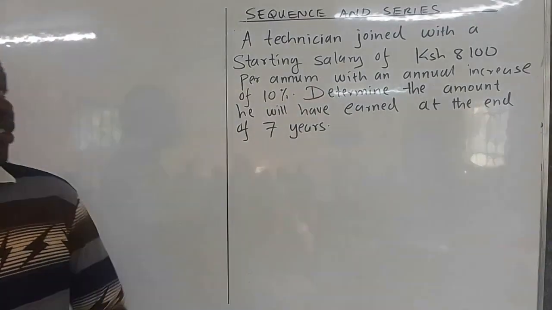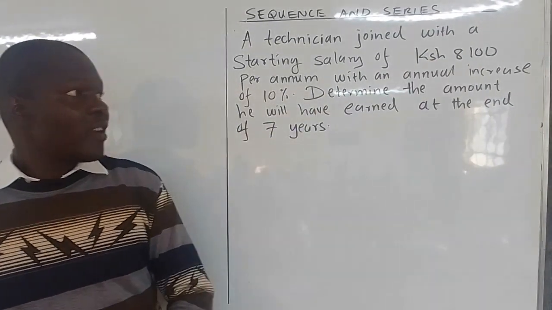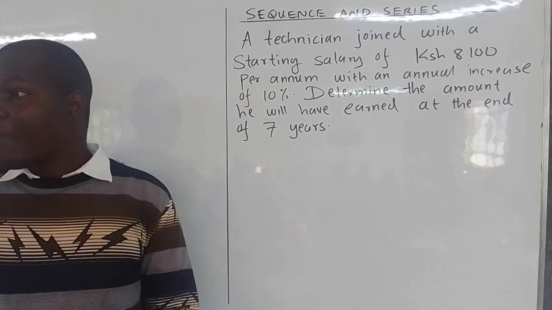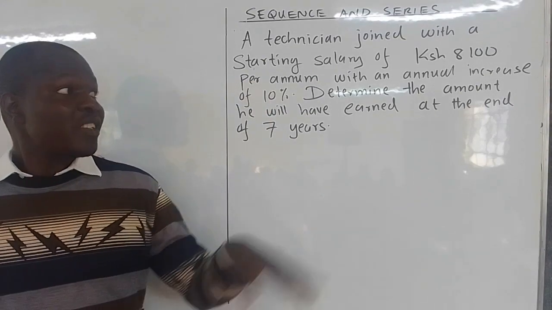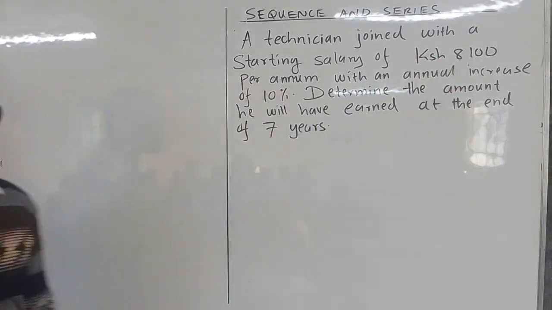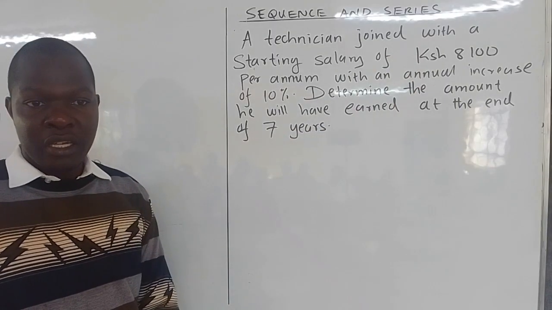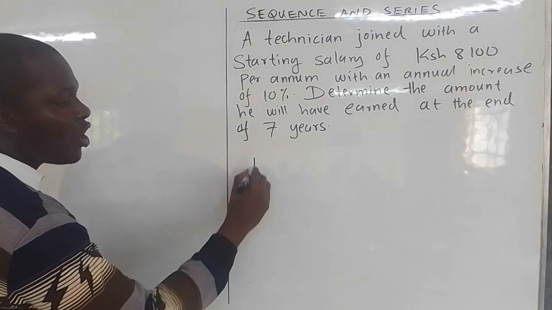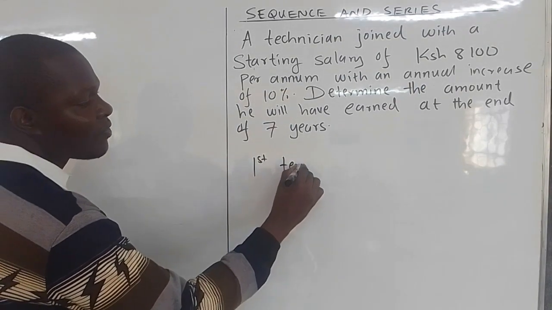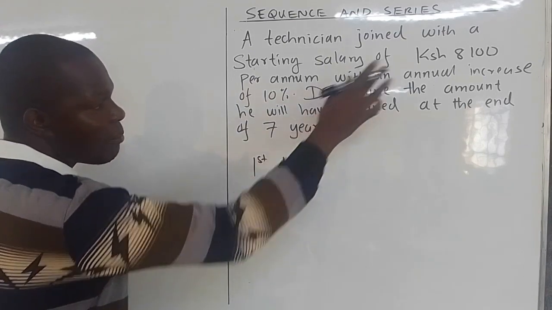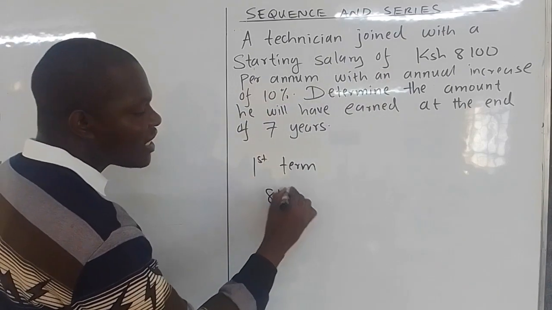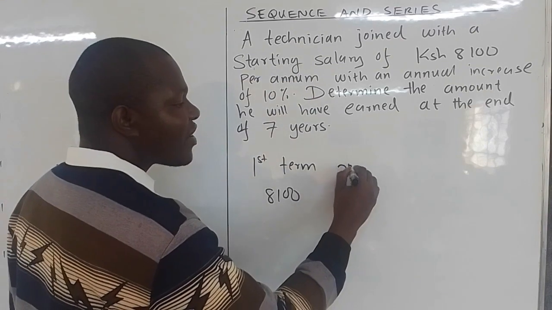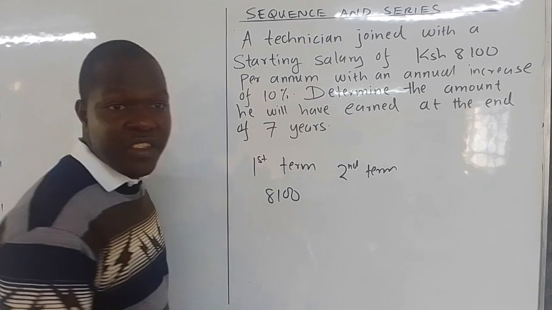So you've been told the starting salary is 8,100, then there's an annual increase of 10%. If you digest it, it is a geometric progression, isn't it? And we test the geometric progression. So geometric progression, you start with the first term. The first term is the starting salary, 8,100, isn't it? Now, how do you get the second term, at the end of the second year?